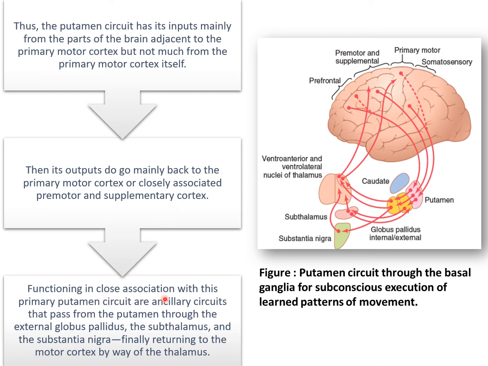Functioning in close association with this primary putamen circuit are auxiliary circuits that pass from the putamen through the external globus pallidus, the subthalamus and the substantia nigra, and finally return to the motor cortex by way of thalamus.